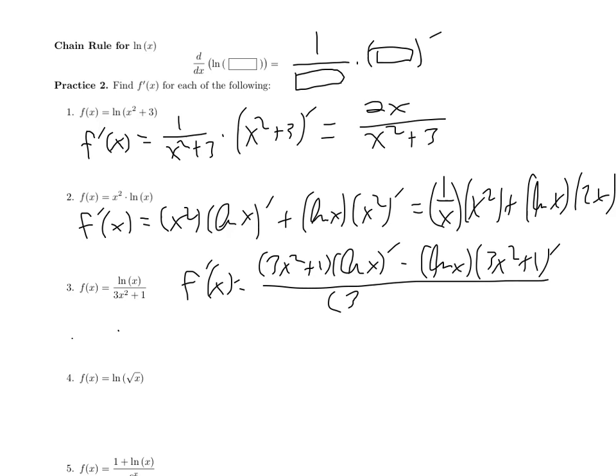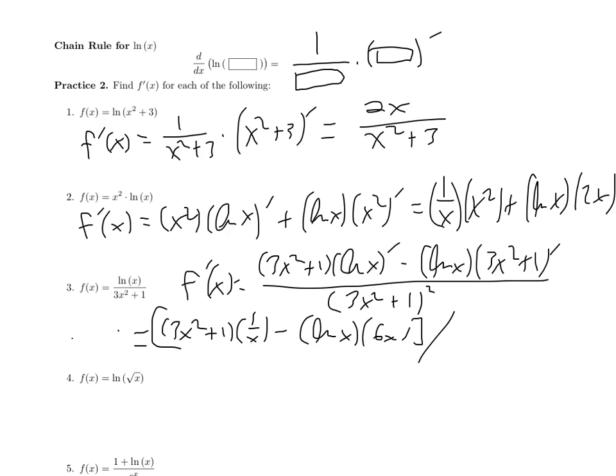And again, the derivative of log x is 1 over x. So this guy is 1 over x, and this is just 6x. And there's really not going to be a whole lot you can simplify with this. So 3x squared plus 1 times 1 over x minus log x times 6x, and that's all divided by 3x squared plus 1 squared.